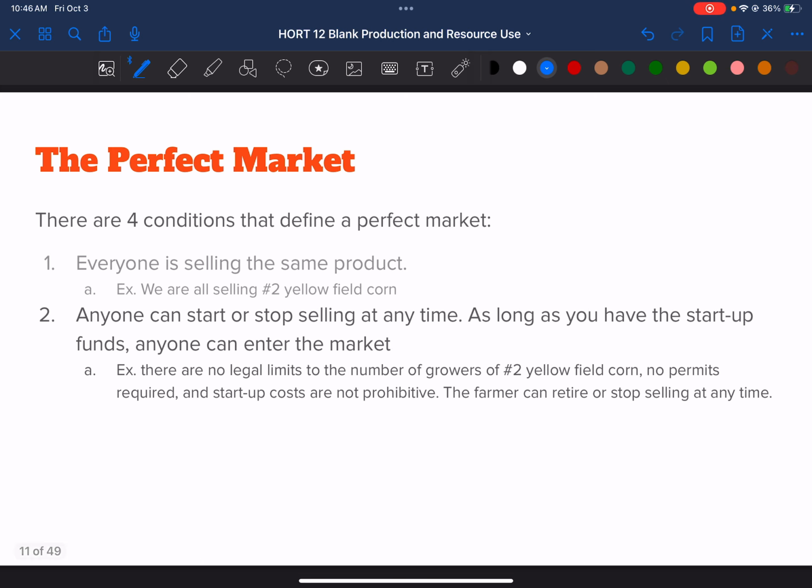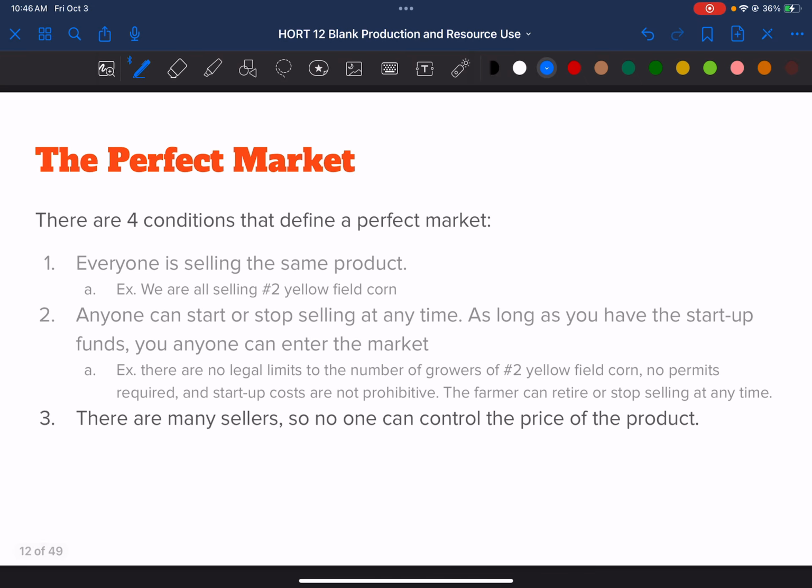The second condition is that anyone can start or stop selling at any time. As long as you have the startup funds, you can enter the market. There are no legal limits to the amount of growers that can grow number 2 yellow field corn. There's no permitting that you have to go through. The startup costs aren't totally prohibitive. There's access to loans that can help you with that. And the farmer can retire or stop selling at any time. So sellers have complete control over when they start or stop selling.